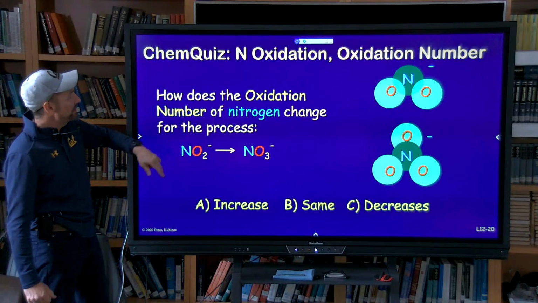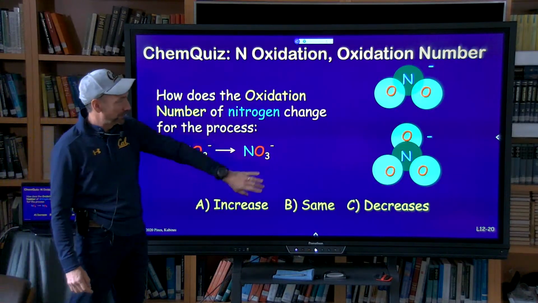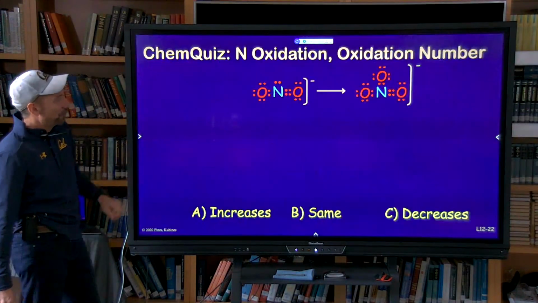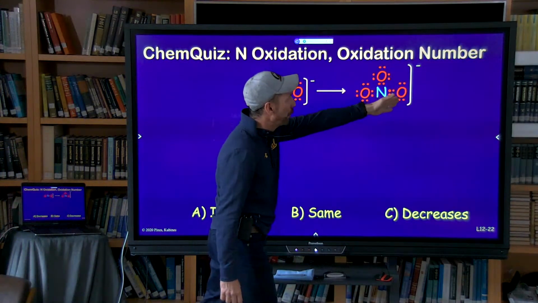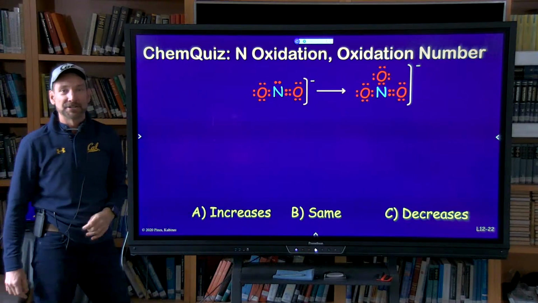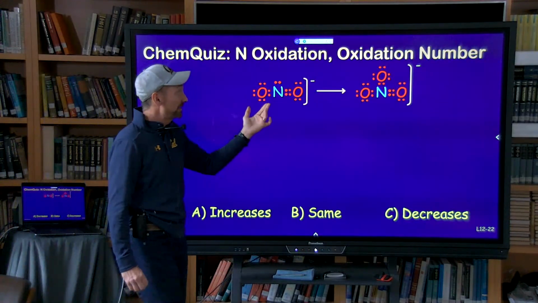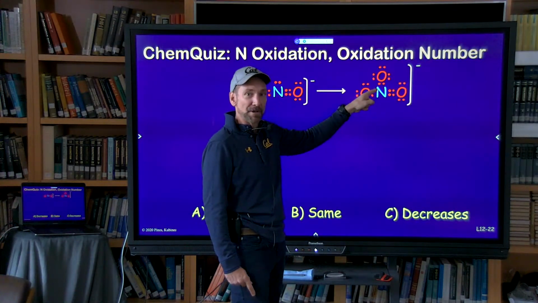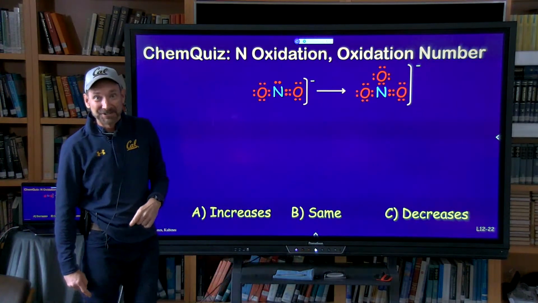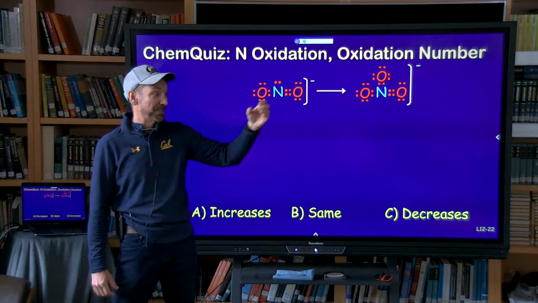So how does the oxidation number of nitrogen change? I'll talk through this one with you. We're going to change the oxidation number going from NO2 to NO3, that chemical reaction. And that is an oxidation you should find easy to recognize because you add an oxygen to something. Clearly an oxidation. Iron metal going to iron oxide.